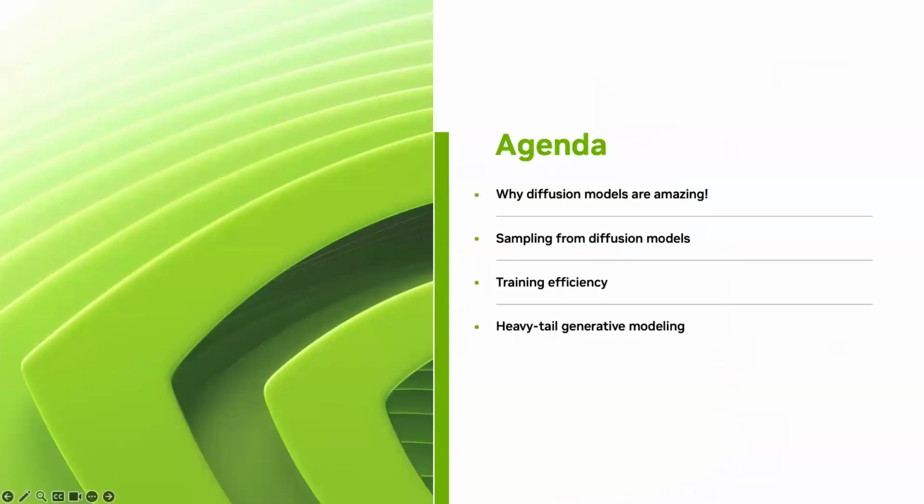Before talking about all the problems with diffusion models, I want to give them a bit of credit. So I want to start with why they're amazing, very quickly. And then later talk about 3 main things that I think we need to improve. One around sampling efficiency and also training efficiency. And then how diffusion models need to capture complex distributions and heavy tails better.